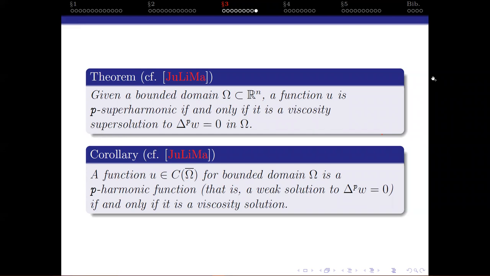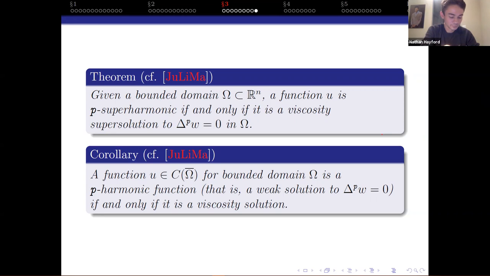Anybody have any questions before I move on to section 4 on Perron's method? Not yet. Okay. Well, in that case, let's talk about Perron's.